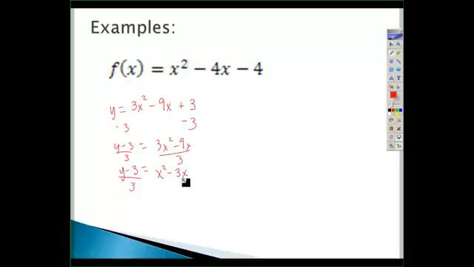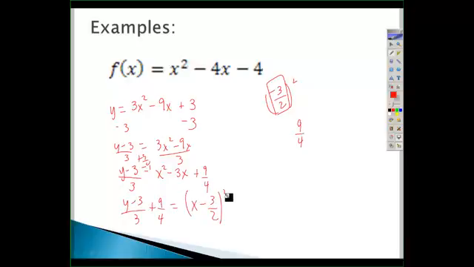Now what I'm doing is I'm adding to both sides. And this is where things can get tricky. I'm completing the square. Negative 3 divided by 2, quantity squared. Nothing reduces, so this is what's actually going to be in my term here. That's 9/4. I'm adding 9/4 to both sides. But the 9/4 doesn't go in the fraction. It's actually a separate fraction. So what we're going to do is say y minus 3 over 3 plus 9/4 equals x minus 3/2 quantity squared.